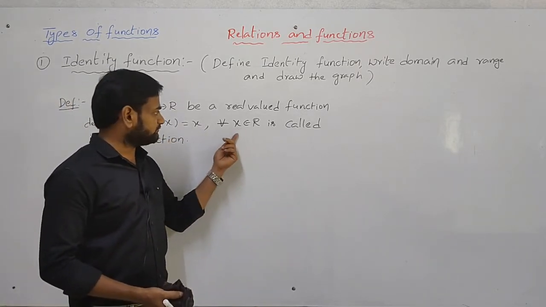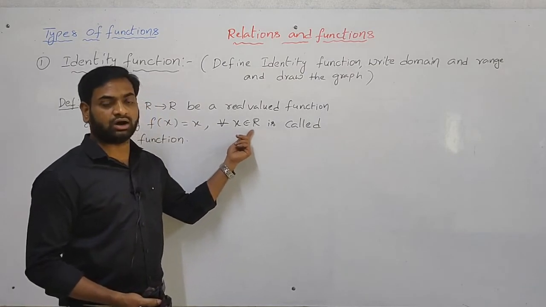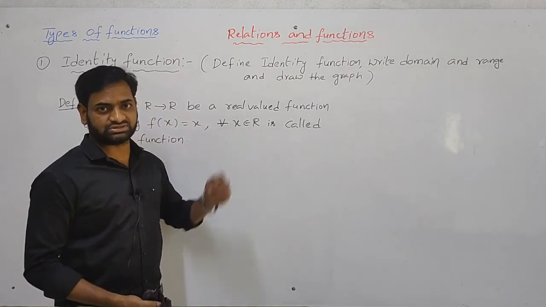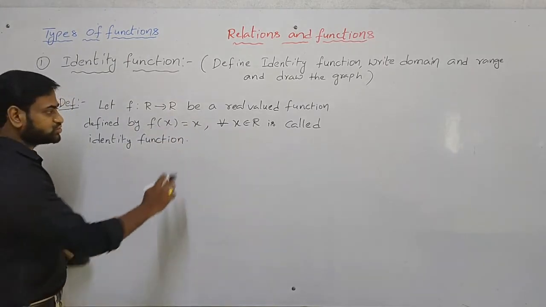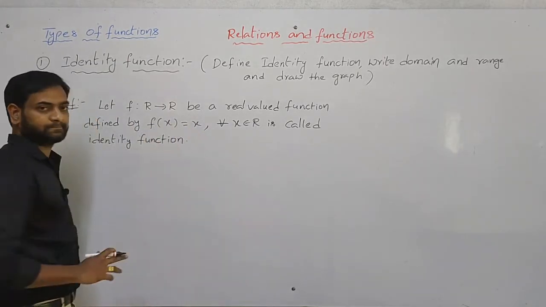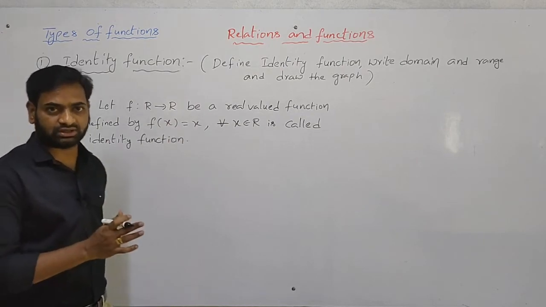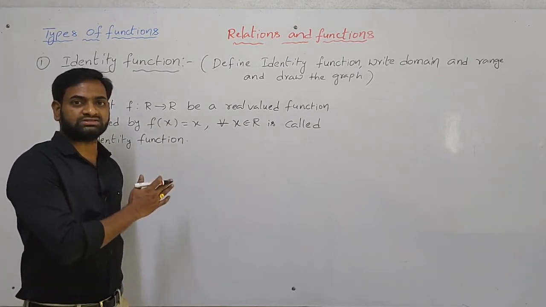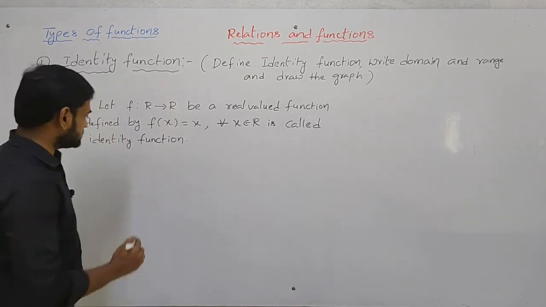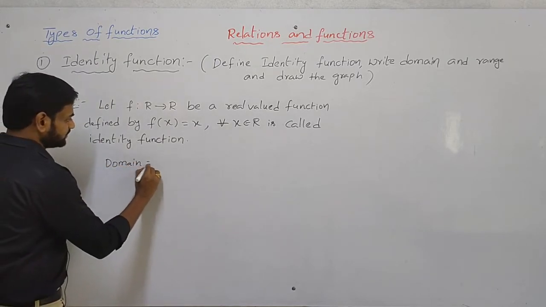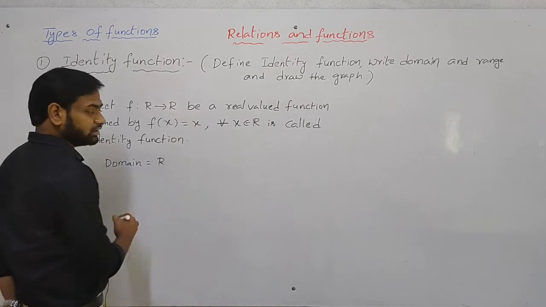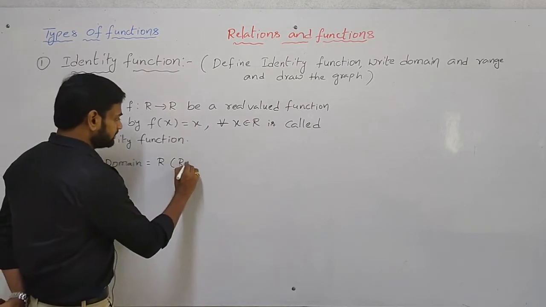We already said for every x belongs to R, meaning real numbers. So f of x equal to x, and there is no denominator. That's why the domain is real numbers. So I am writing here domain equal to R, capital R. R means here real numbers.